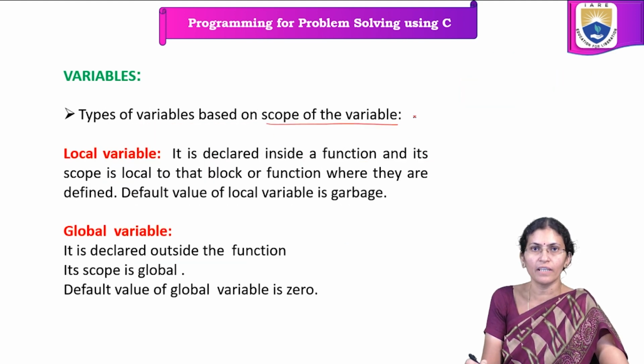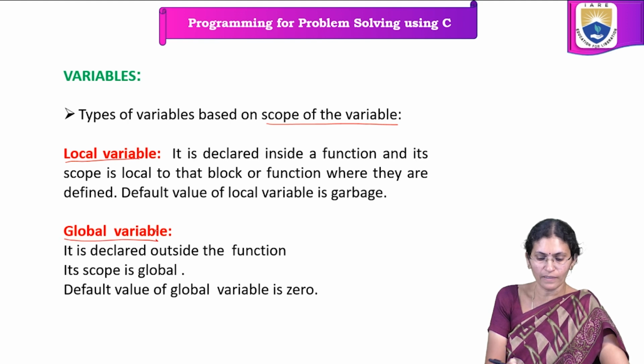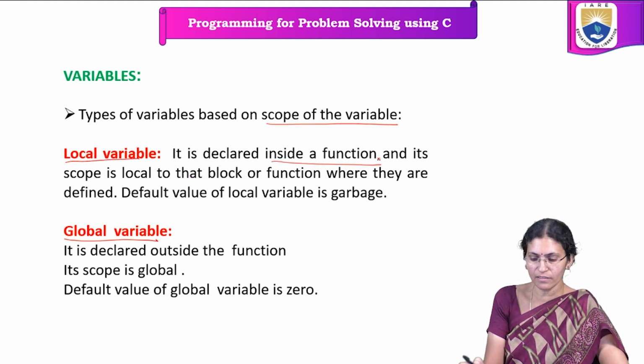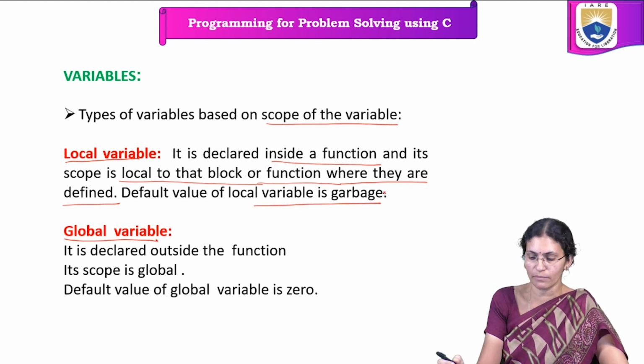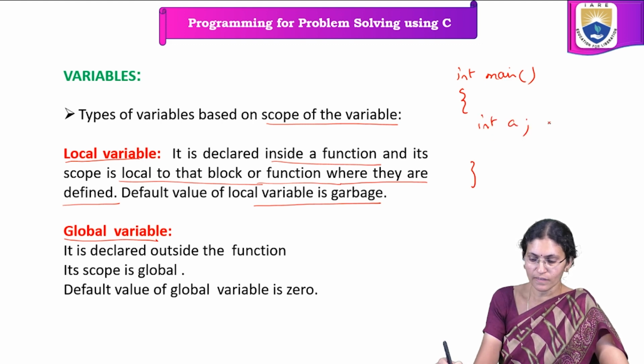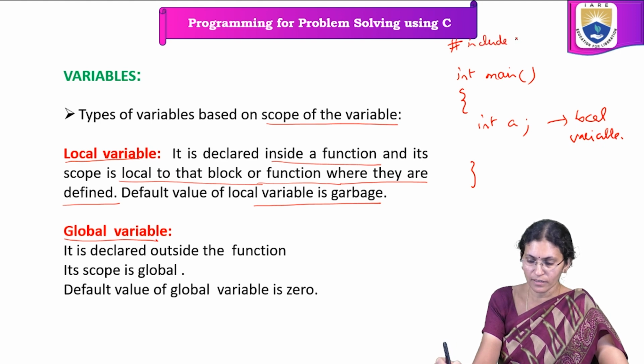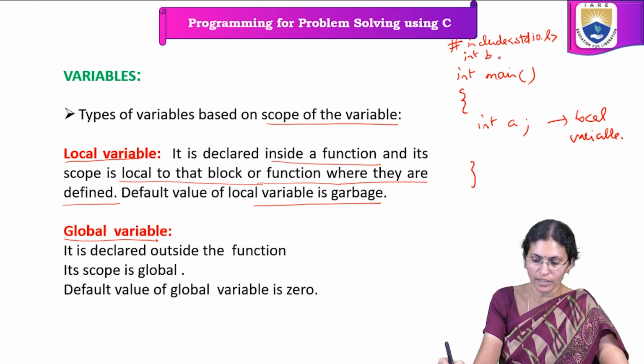Depending upon the scope, we have two types: local variable and global variable. A local variable is declared inside a function and its scope is local to that block or function where it is defined. The default value of a local variable is a garbage value. For example, this is a user created function. In the declaration part, if you write int a, this is a local variable. And if you declare a variable outside the function, int b, this is a global variable.